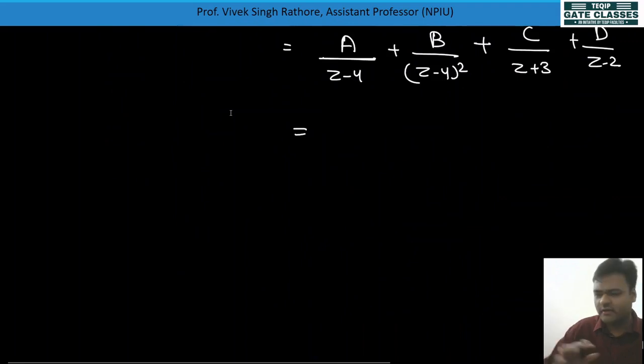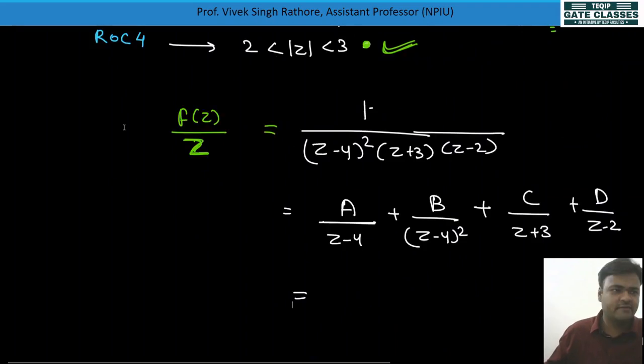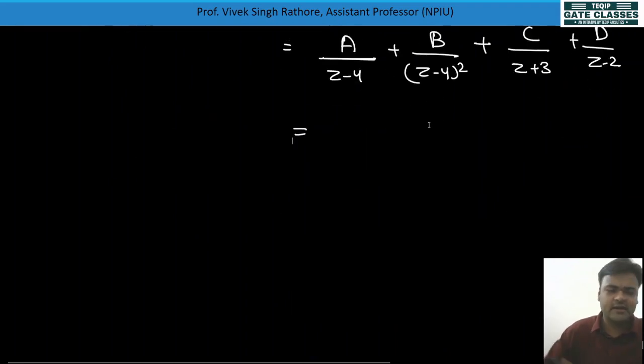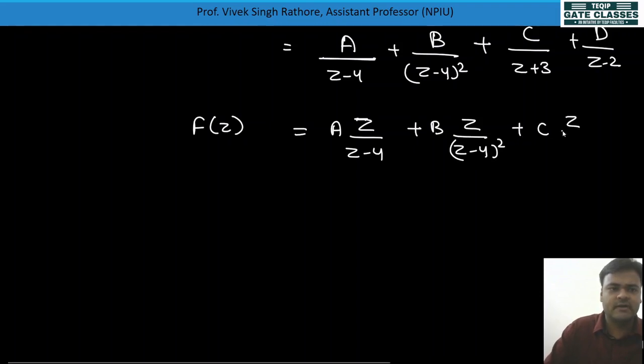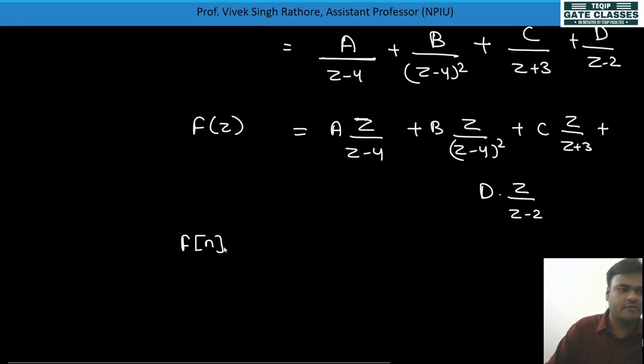Now what we can do is take our z value again to the right hand side after partial fraction. So again f of z will be there, so a times z by (z minus 4), b by (z minus 4) squared, plus c by (z plus 3), and plus d into z by (z minus 2). Now you need f of n, so ultimately you need to take the inverse z transform.